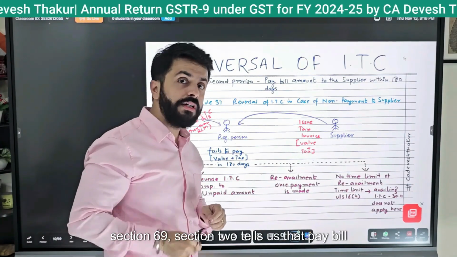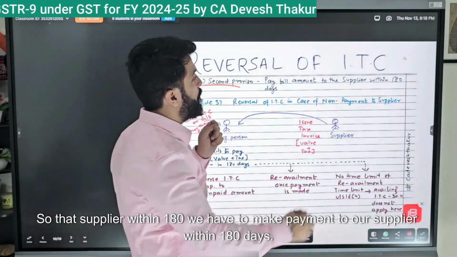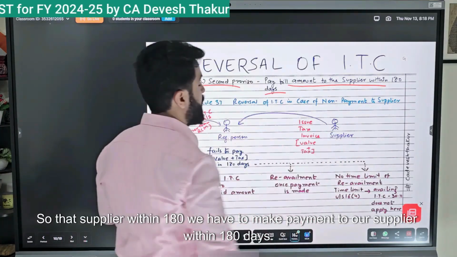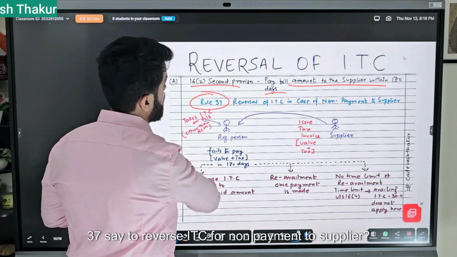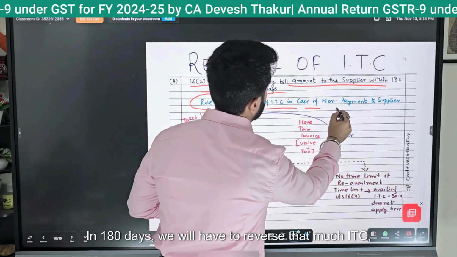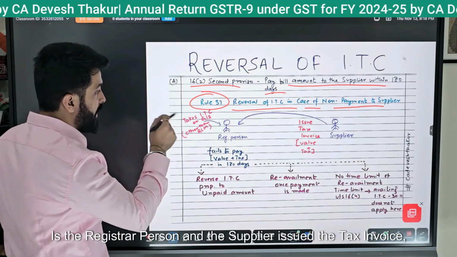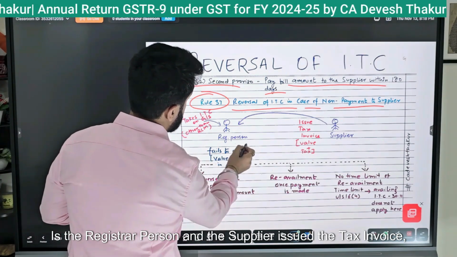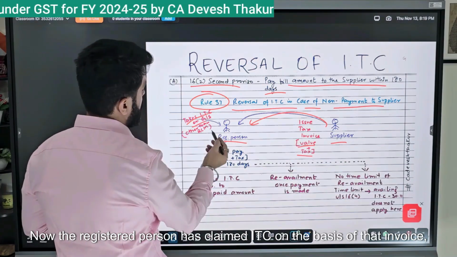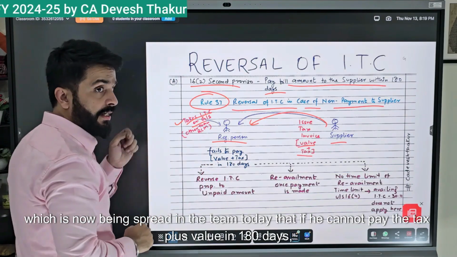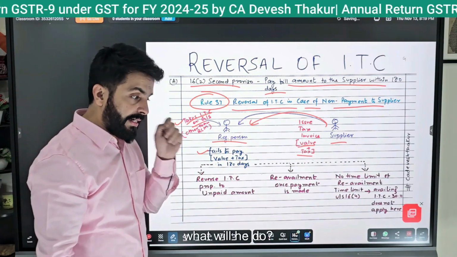The second provision, Section 16(2), tells us that we have to make payment to our supplier within 180 days. What does Rule 37 say about reversing ITC for non-payment to the supplier? Within 180 days, we will have to reverse that much ITC. What is the scenario? The registered person and the supplier issued a tax invoice with value plus tax. Now the registered person has claimed ITC on the basis of that invoice. If he cannot pay the value plus tax within 180 days, what will he do?